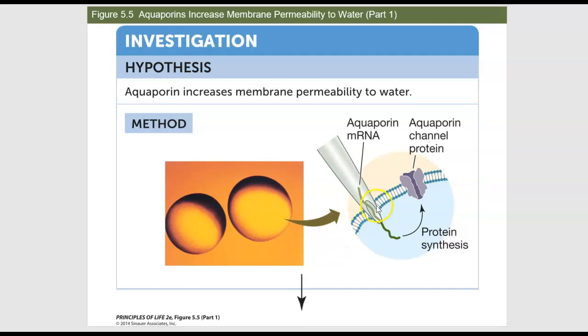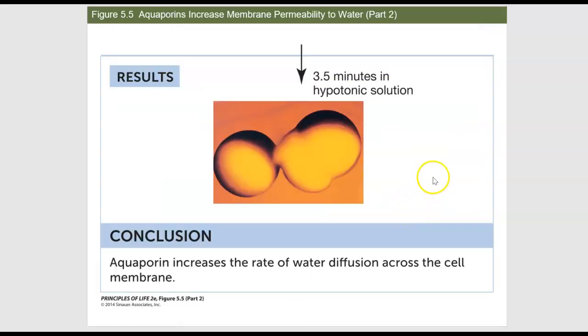This was an experiment that showed that aquaporins, when they're present, actually increase the membrane's permeability to water. So the membrane becomes more permeable and allows more water to go through. They created this aquaporin in the membrane, and then they can see what happens if the membrane is allowing more water to come through. Notice it said in a hypotonic solution. That means that the solution outside the cell has a high concentration of water and a low concentration of any solutes.